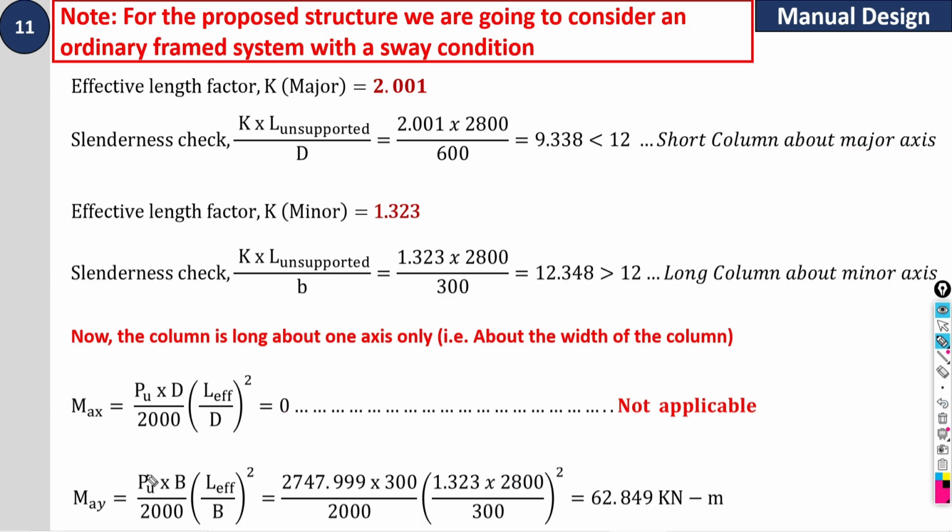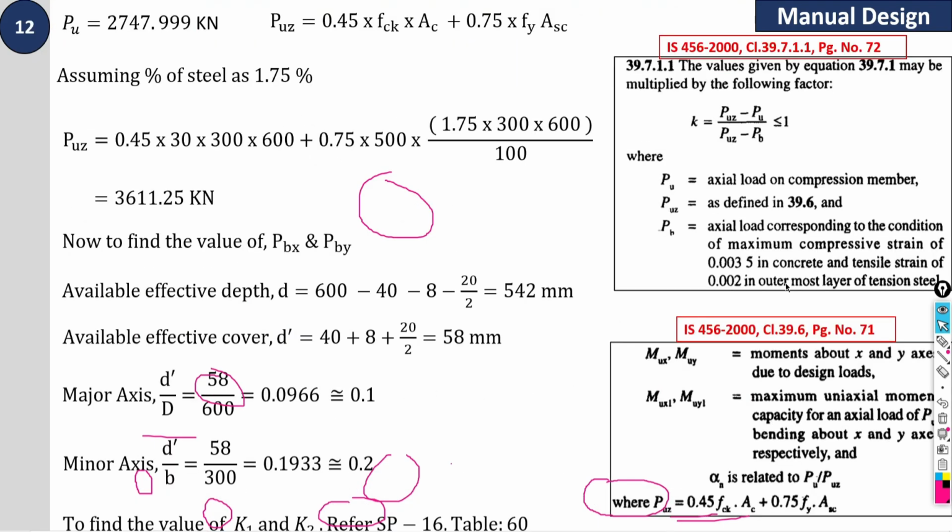So what is the formula? Pu axial load 2747.999, width is 300, and 2000 by the formula, multiplied by effective length. Effective length means in that direction only, the effective length factor we need to consider as 1.323 multiplied by 2800 divided by 300 as the width of the column. After doing this calculation we are getting the moment as 62.849 kilonewton meter. After doing this calculation we are moving ahead. Now see, one important thing which will come into play.